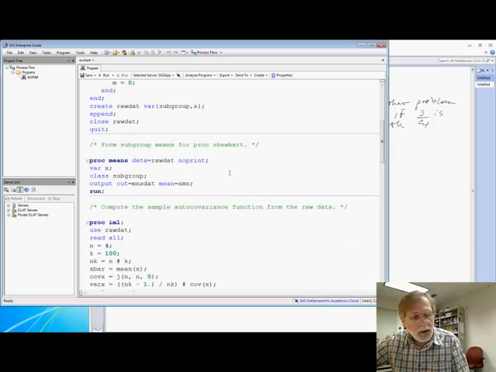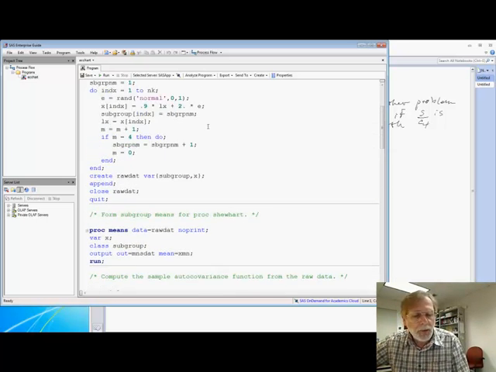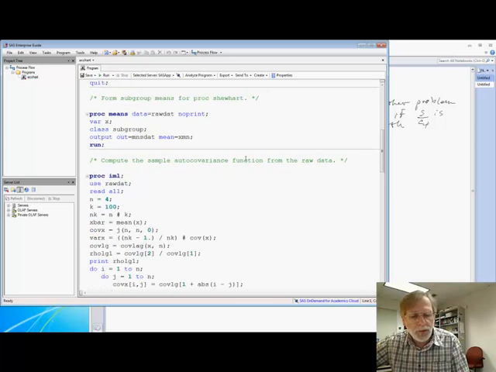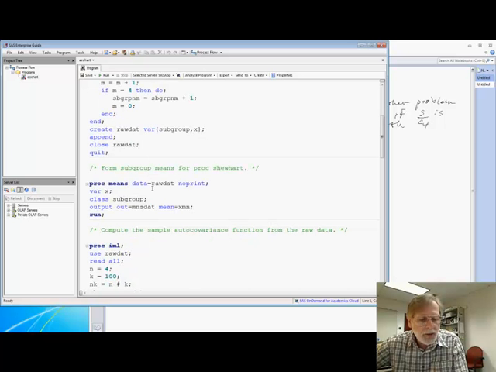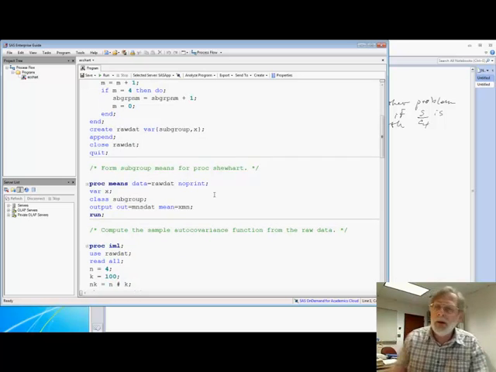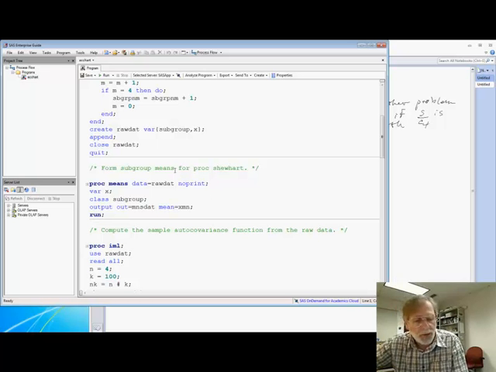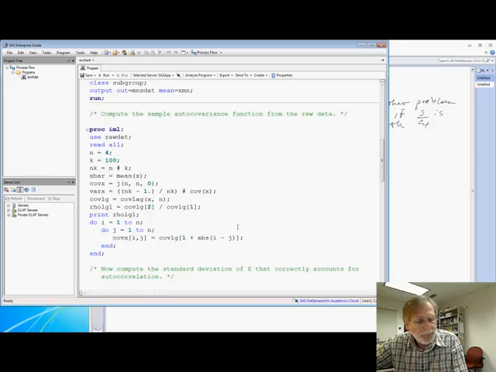And then I say raw dat. Well, raw dat is what I created from the simulation. So in real life, you would take your data set from your real business process and you'd stick it into a SAS data set called raw dat, and this would be your first step to deal with the fact that you have autocorrelation. So your first step is you form your subgroup means. Then you compute the sample autocovariance function from the raw data to get your rho, lag 1. So this is the rho symbol that I've been writing with the Greek letter rho.